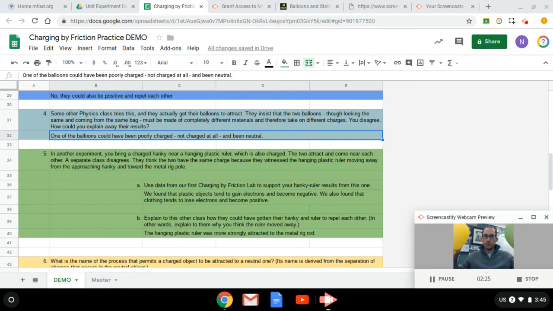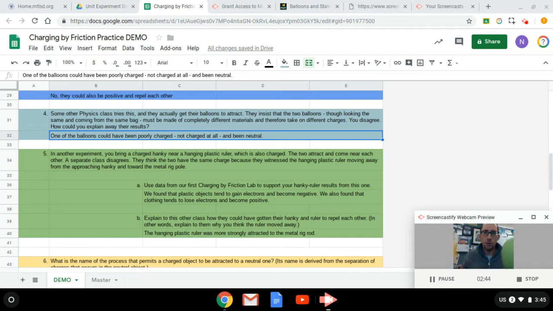What if you got these two balloons to attract, or another class did? And so therefore they're saying that, oh, well, then that must mean that these balloons are made differently. They're made of different materials. This is made of material that would become negative. This is made of material that would become positive. And that's why you have your attraction.